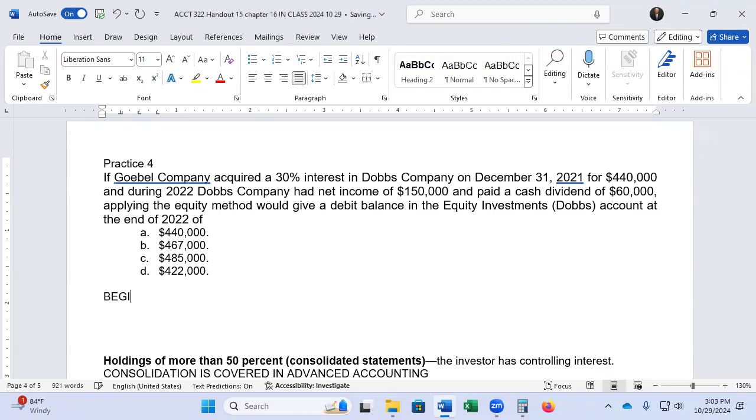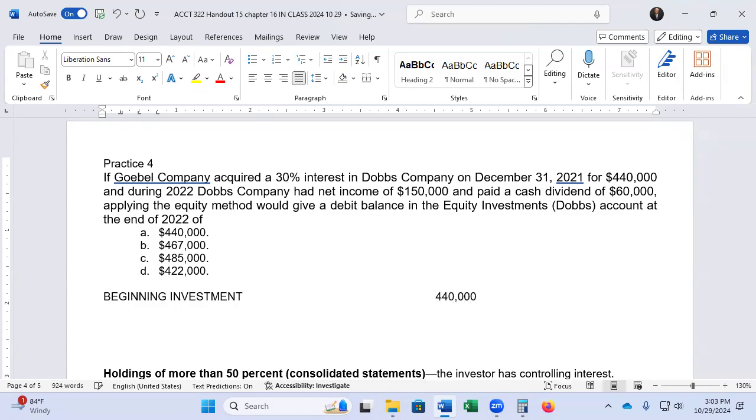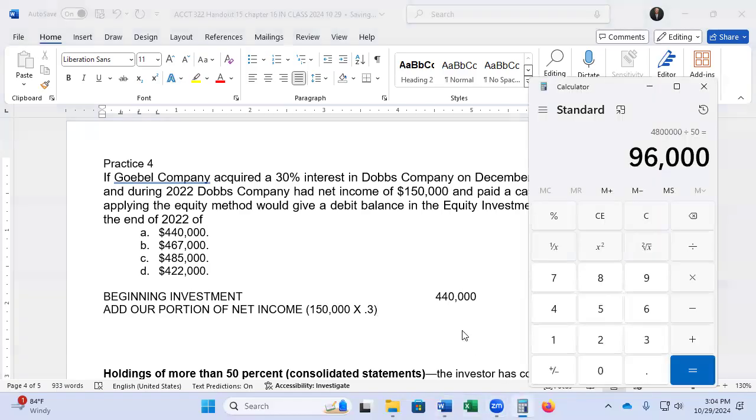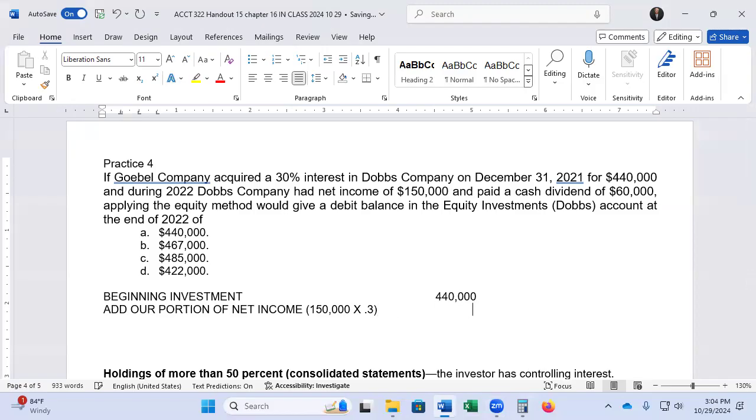Okay, so we have our beginning investment, and that's 440,000. And then we have to add our portion of net income. And so this would be 150,000 times 0.3, because our ownership is 30%. And so that's 45,000.